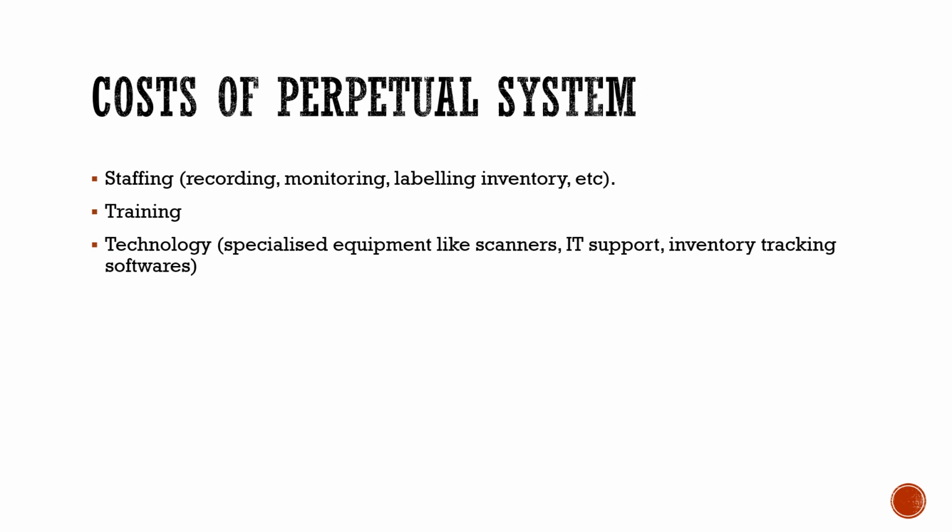However, here are some costs of the perpetual system. For example, the business will need to pay more for staffing, training, and technology, such as the need for specialized equipment like scanners, IT support, and inventory tracking software.